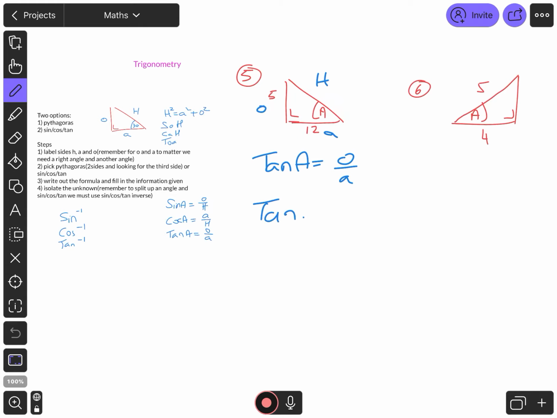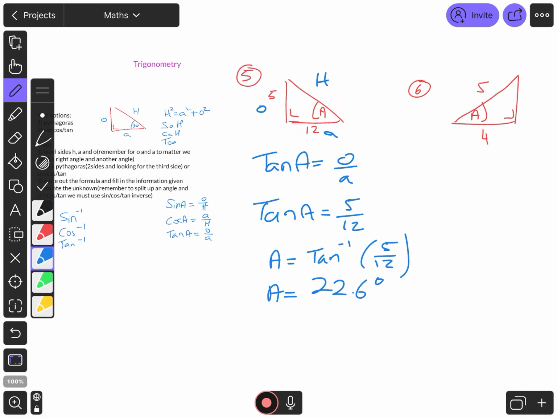So when I fill that in, I'm going to have tan of A, I don't know what A is, equals 5 over 12. So we said here, when you're finding an angle, what you need to do is use these tan inverses. So to split that up, I'm going to say A equals tan minus 1 of 5 over 12. I get that tan inverse by pressing shift and tan. I put 5 over 12 into my calculator and I get my angle to come out at 22.6 degrees.